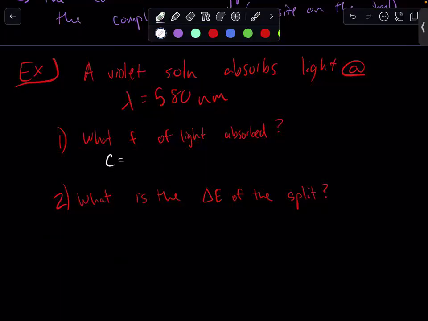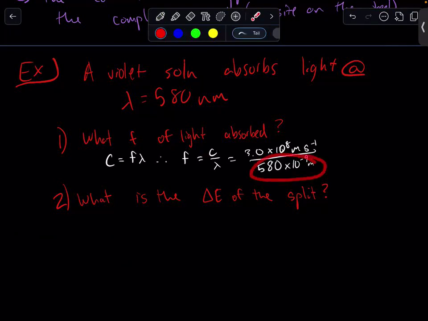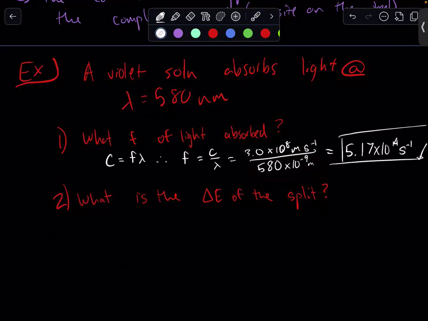So for frequency, I just do c equals frequency times wavelength. Therefore, we can rearrange that to frequency equals c over wavelength, which is 3.0 times 10 to the 8th meters second inverse divided by 580 times 10 to the minus 9th meters. The reason I had to do this conversion is because nanometers is 10 to the minus 9th, so I had to convert nanometers to meters. When I plug this into my calculator, I get an answer of about 5.17 times 10 to the 14th seconds inverse, which is our unit for frequency. You may remember that from when we did light forever ago.